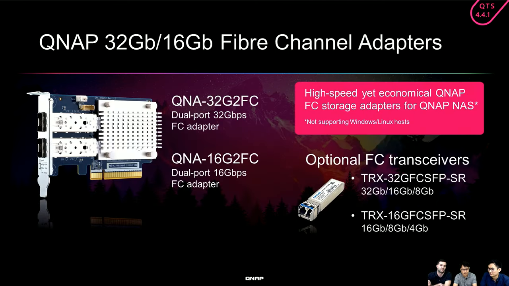And QNAP will launch our own fiber channel card in July. But the card only supports QTS NAS. You cannot put it on another brand or on a Windows server. It's customized for the QNAP NAS only. And we will sell the fiber channel transceiver as well in July. So in July they are both coming out, the transceiver and the card. Okay, remember this.